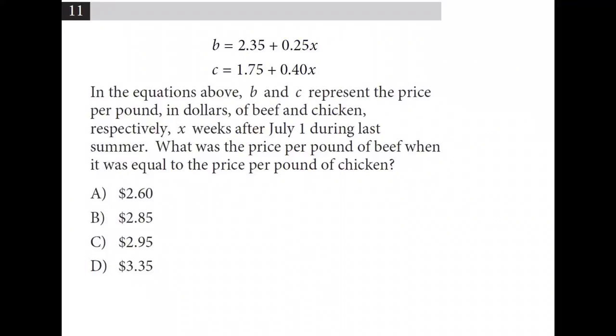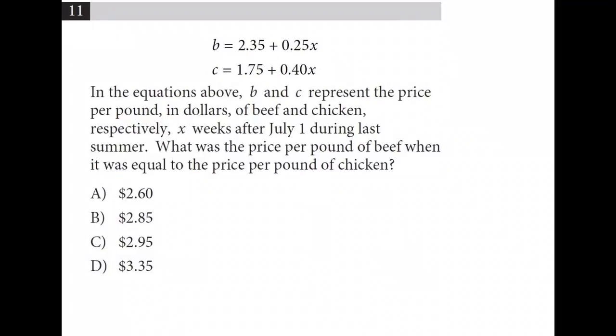Number 11. b is equal to 2.35 plus 0.25x. c is equal to 1.75 plus 0.40x. In the equations above, b and c represent the price per pound in dollars of beef and chicken, respectively, x weeks after July 1st during last summer. What was the price per pound of beef when it was equal to the price per pound of chicken?